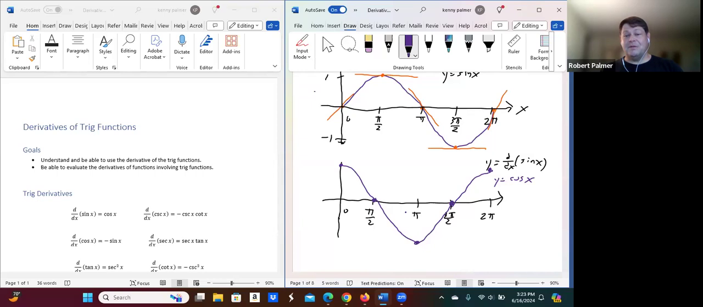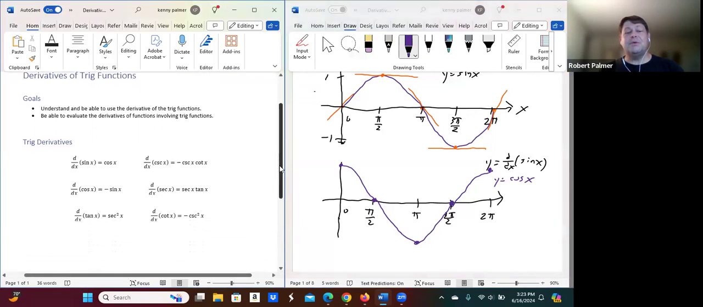When your slope is negative, see the slope of our original function is negative between pi over 2 and 3 pi over 2. It has a maximum value right here, or well, in terms of steepest value here. So the lowest, most negative value right here. And the most positive values here at 0 and 2 pi. All right. So those are the derivatives.